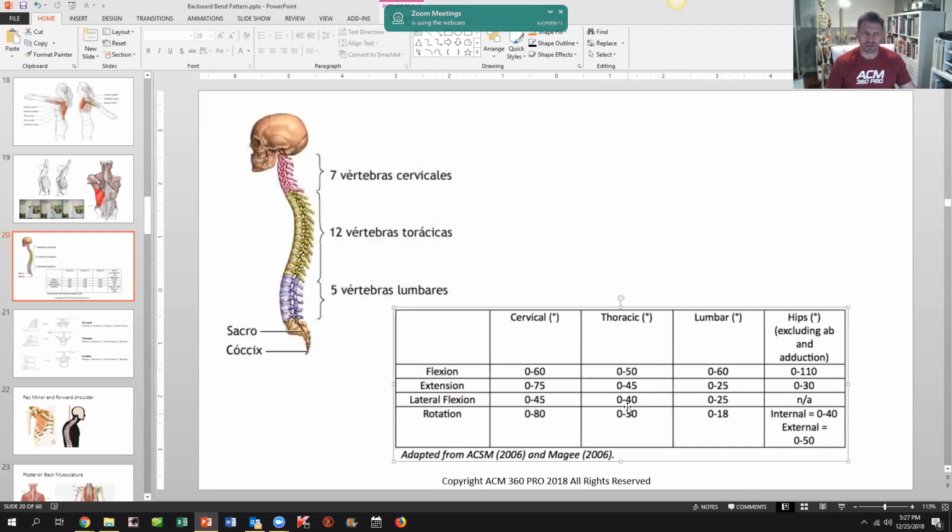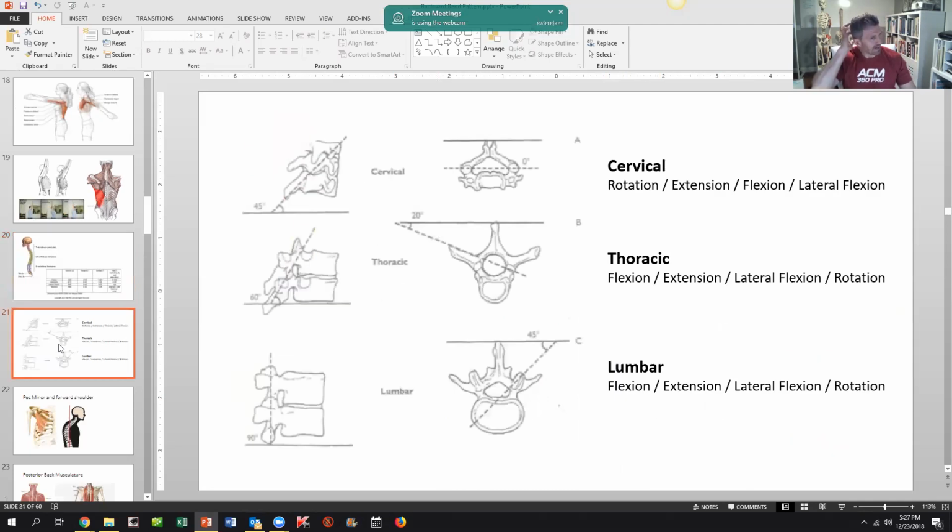And so just understand that this is why even in a lot of our tests, we look at the ability to rotate to 45 here and there, and this is where it comes from. The question is, why do we have different ranges at different locations of the spine? And it has to do with our facet joint orientations. And this is a great rendition of this.